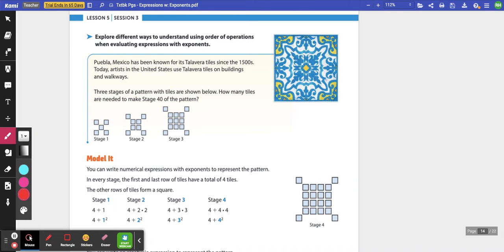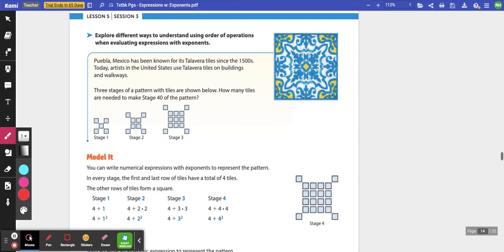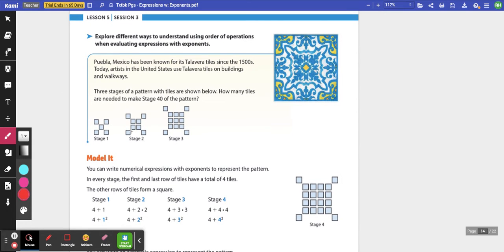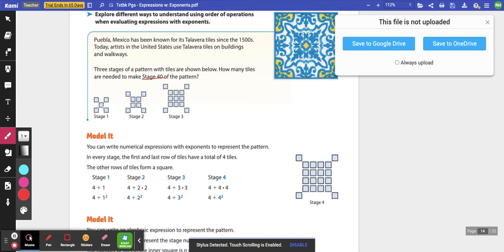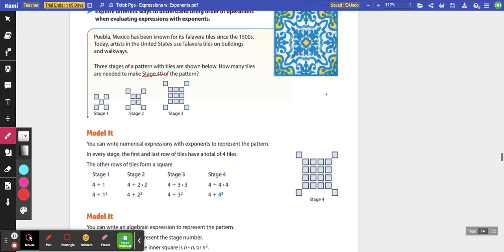Hello. We're going to go over session 3 real quick. So, first question, we are looking at some tiles that they use to decorate on buildings and walkways in Mexico. They show us the first 3 stages of the pattern that they use. We want to know how many tiles are needed to make stage 40. So we're only at stage 1, stage 2, stage 3. We need to go all the way to stage 40.